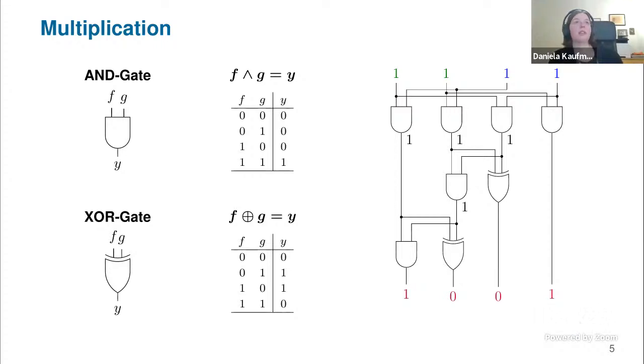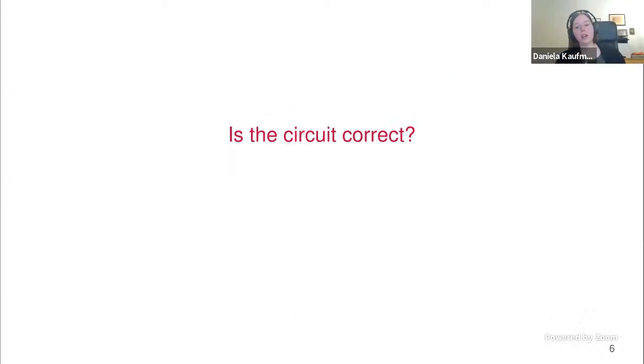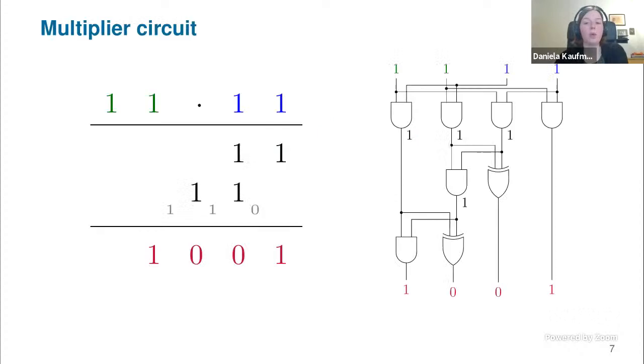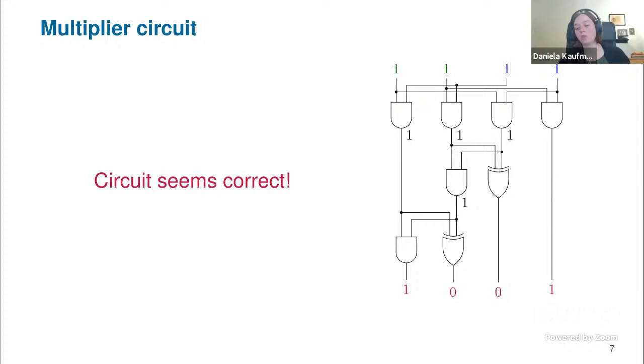So we can now ask the question, is the circuit correct? Let us compare what the circuit computed to what we computed on paper. Since both times we get the same output, we can conclude, so yes, the circuit seems correct to us because we tested it and it looks pretty good.